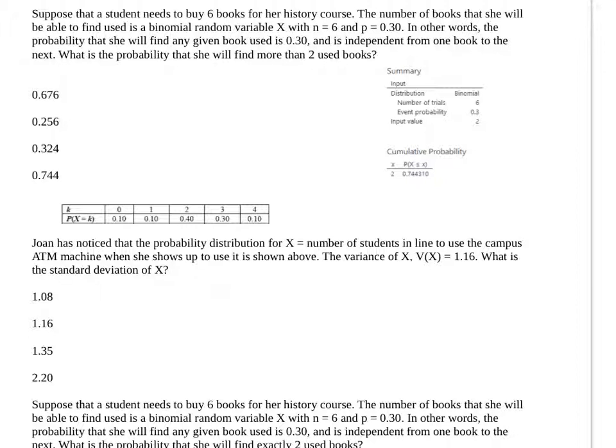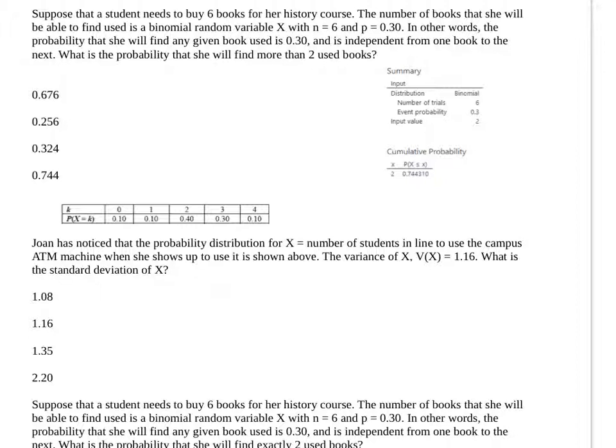Well, what I want you to do here is use Minitab Express. That's the fastest and easiest way to get it done. What you do, and I'm going to post a link to the video, is you go into Minitab, you specify all this information, and it'll spit this out for you. And there's the answer right there, 0.744.